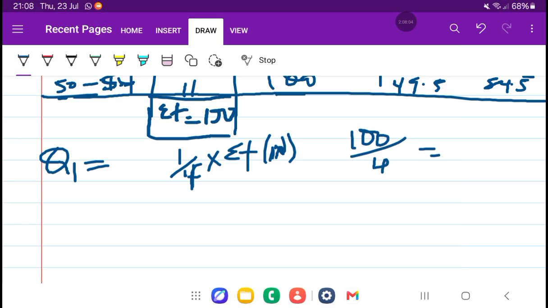That gives you 25. Now this 25 is not the answer. This 25 is a position. So it is this 25 that we shall look for under the cumulative frequency. We pick this 25 and look for where it falls under the cumulative frequency, so that we can get the lower quartile class.